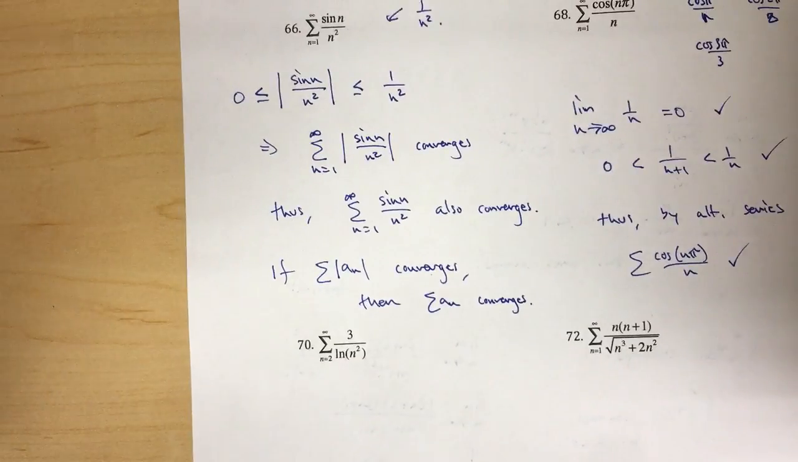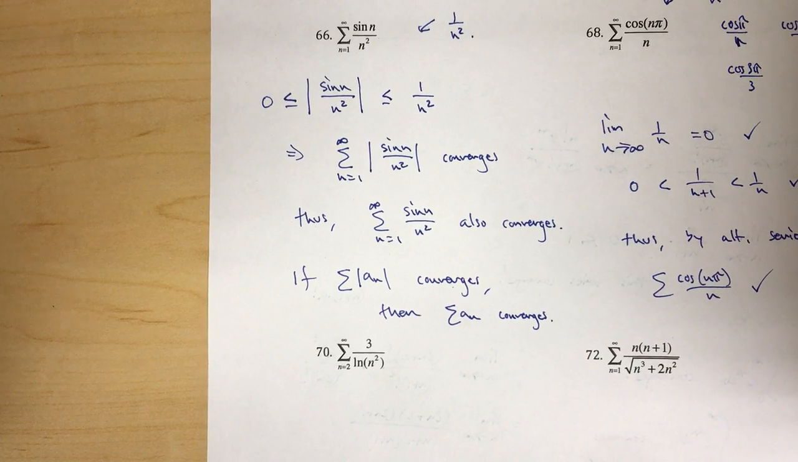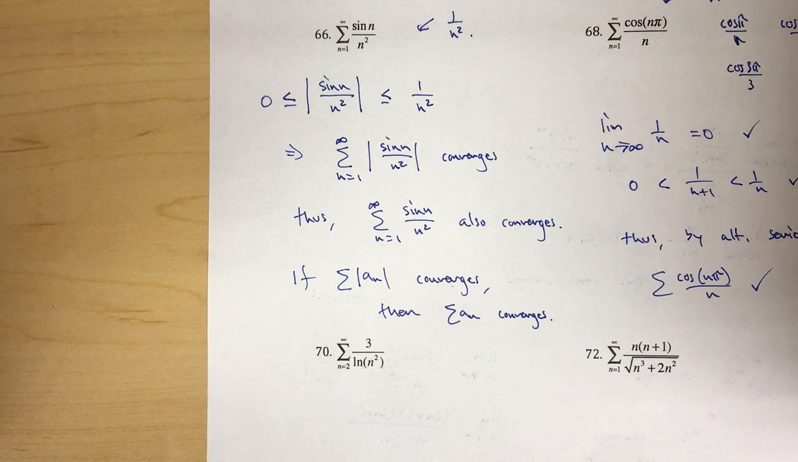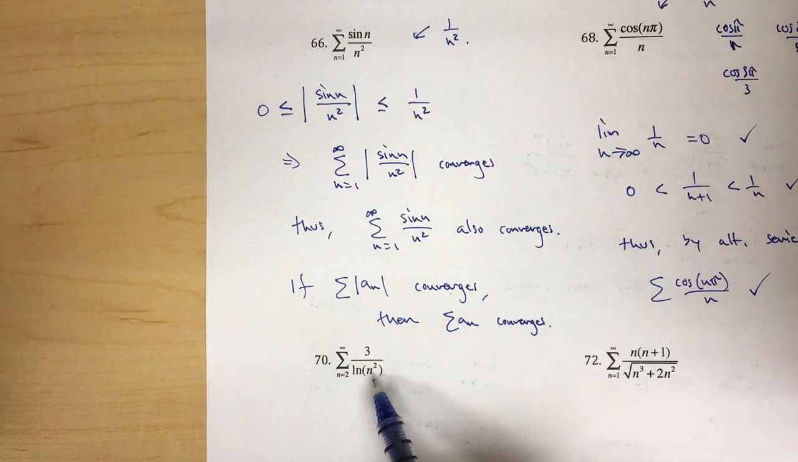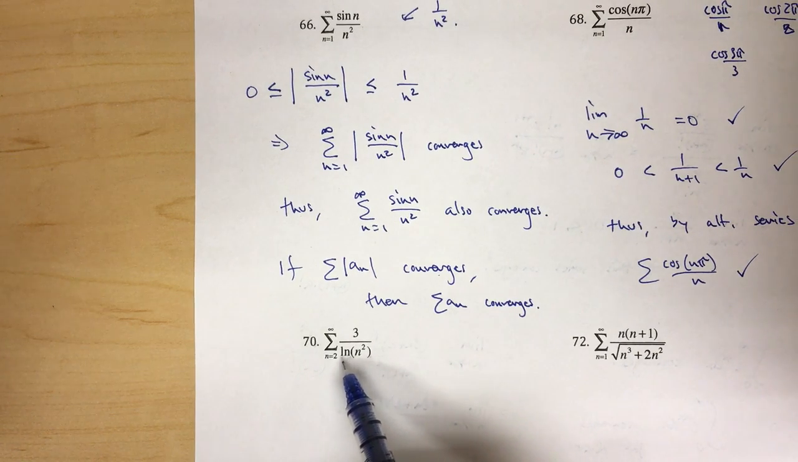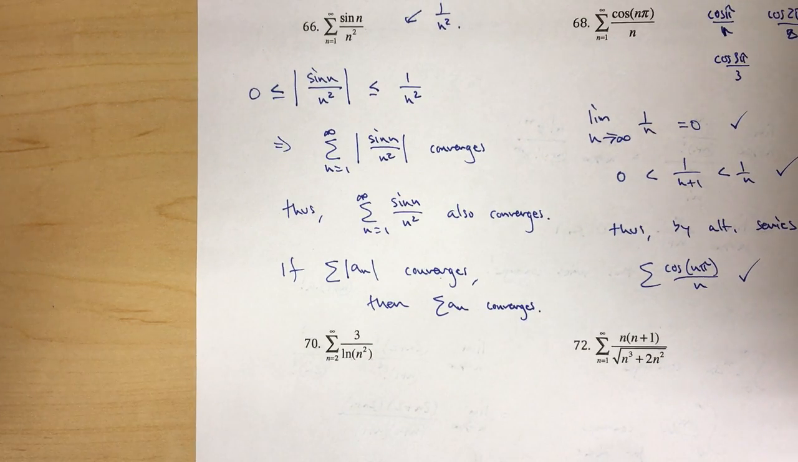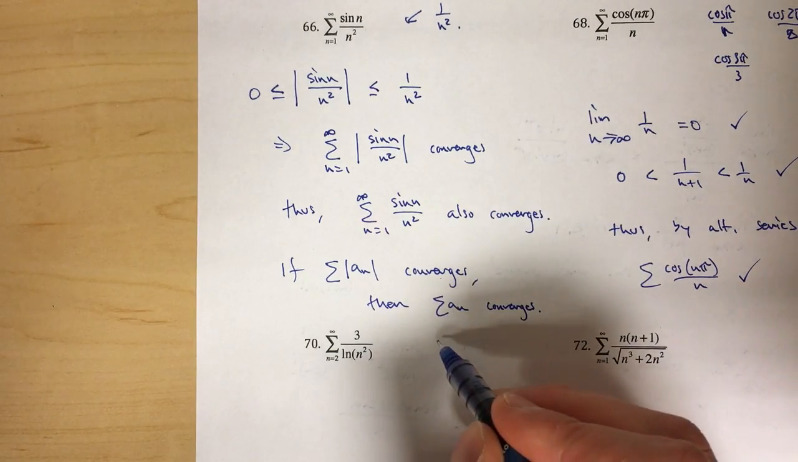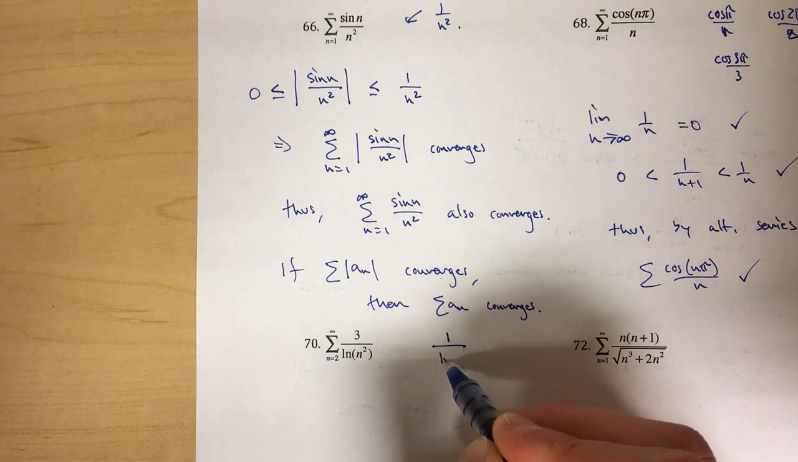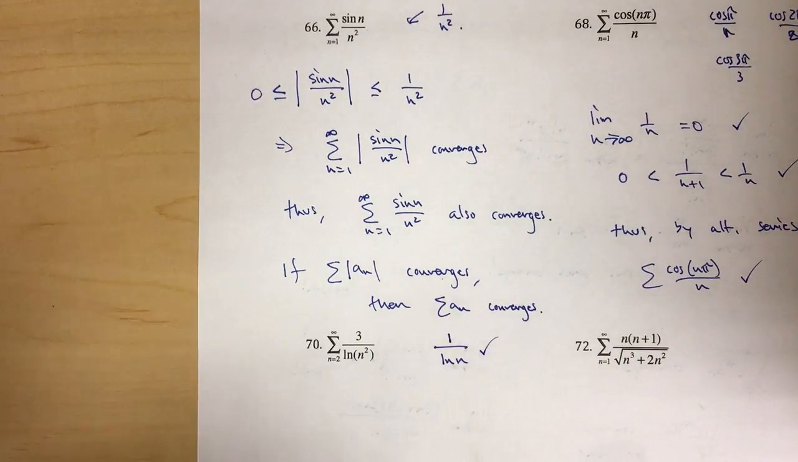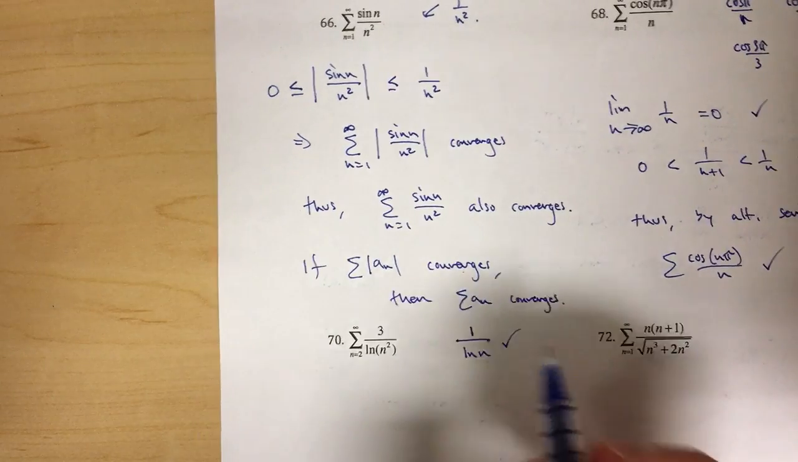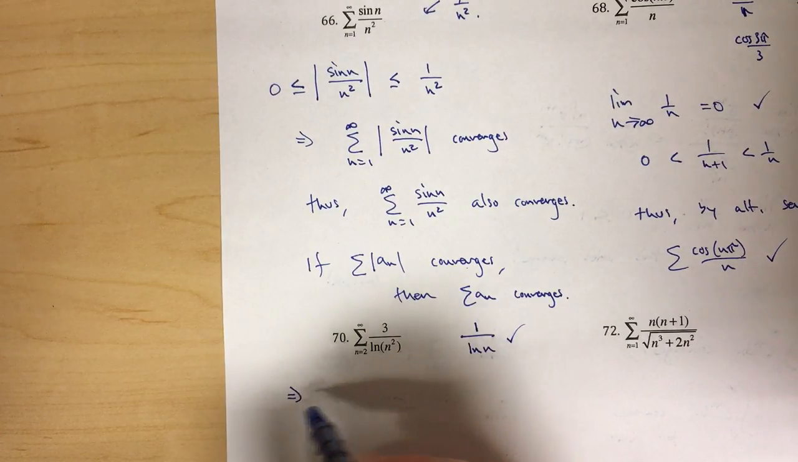Oh boy, 3 over ln of n squared. Ugh, man, I don't know about that. Honestly, I'm not sure. 3 over ln of n squared. I think this probably diverges because ln of stuff doesn't get that big that fast, but I'm trying to think how we might be able to show that. Let's try limit comparison with 1 over ln n. We know this diverges. Maybe limit comparison would work with L'Hopital's rule. This may fail, but that's okay.